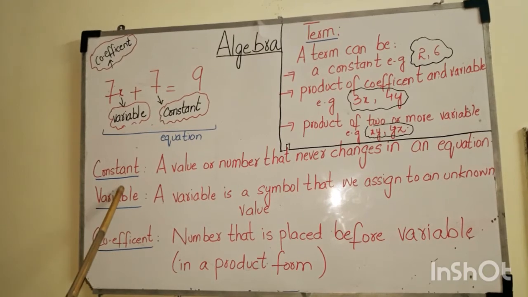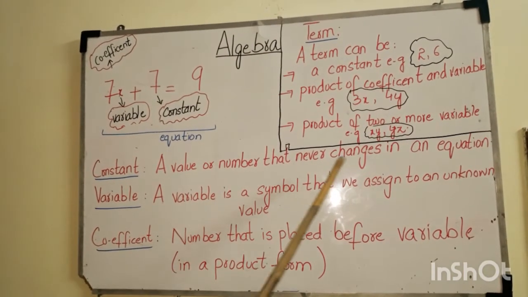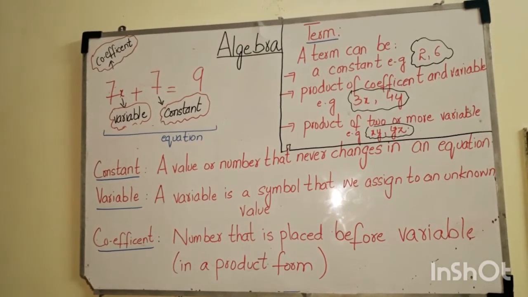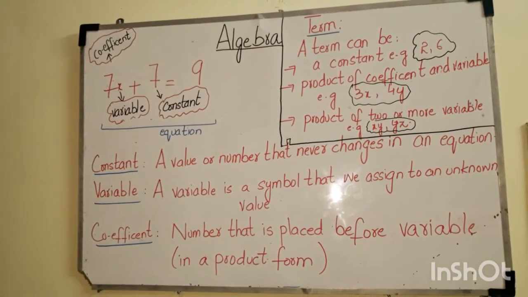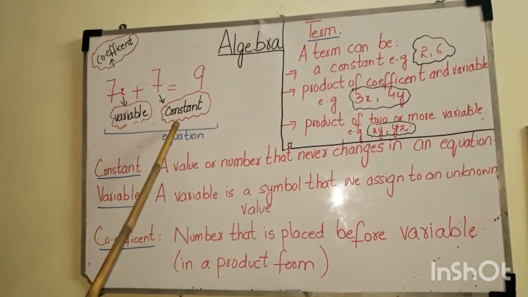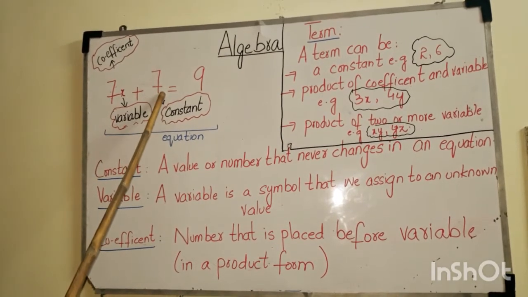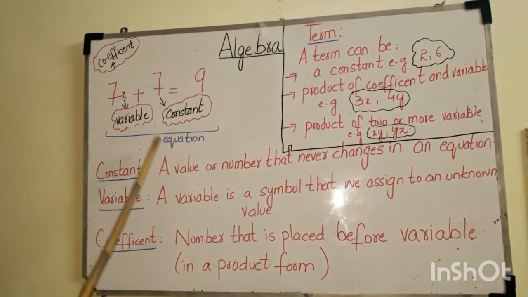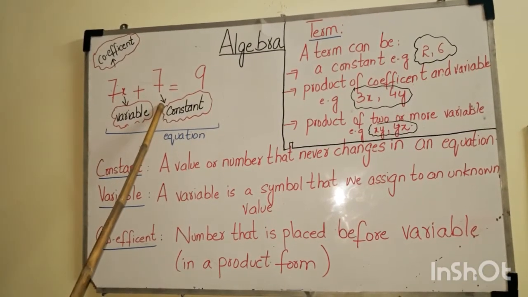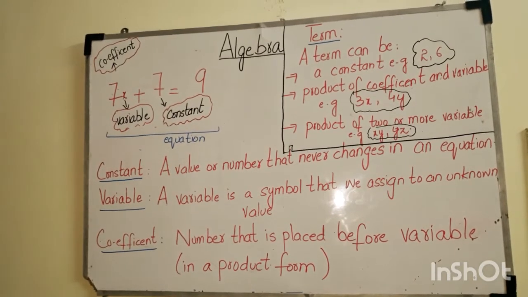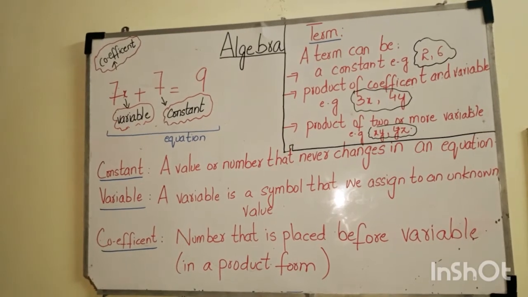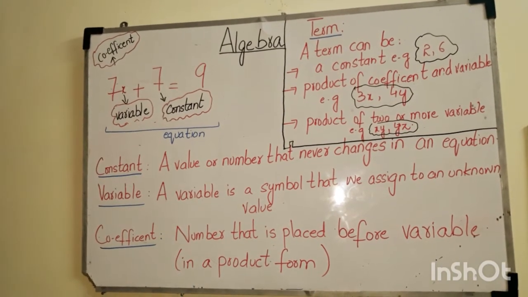What is the constant? A value or a number that never changes in an equation. Constant, as per our vocabulary, means that it will not change. In mathematics we have the same meaning: a value or a number that never changes in an equation. In the above example which I have given you, 7 is a constant. This 7 will never change its value in the whole solution of the equation. So what is the constant actually? Constant is the value which will never change its value during an equation.